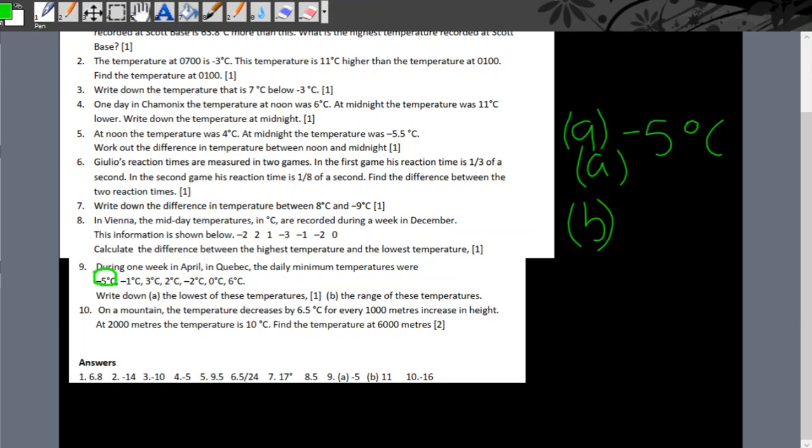Range is the maximum value minus the minimum value. So what's the biggest value here? 6, and the smallest value was -5, so we'll do 6 minus -5. So the answer would be 11.